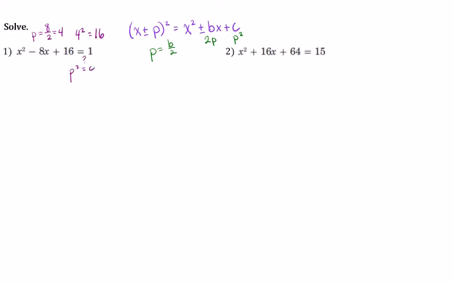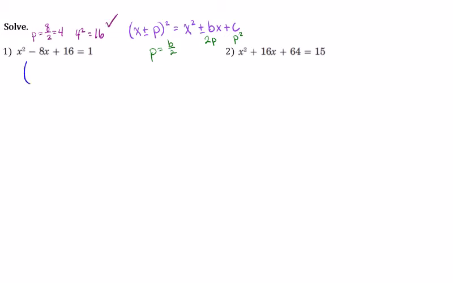And it turns out that it does. 4 squared is obviously 16. So that's the relationship that you always have to look for, and this is if a is equal to 1. It's a little different if a is bigger than 1. So that means this is a perfect square, so I can factor this.